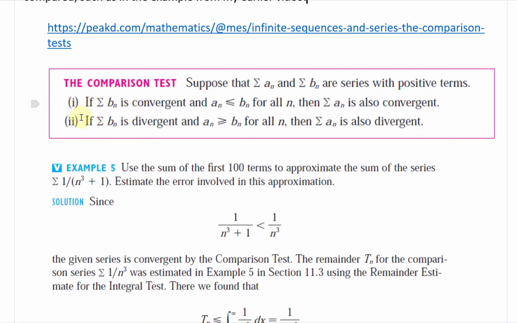You have basically two cases. Part 1: if the series bn is convergent and the an terms are all less than or equal to bn for all n, then the summation an is also convergent. If the series bn is divergent and an is greater than or equal to bn for all n, then the series an is also divergent.